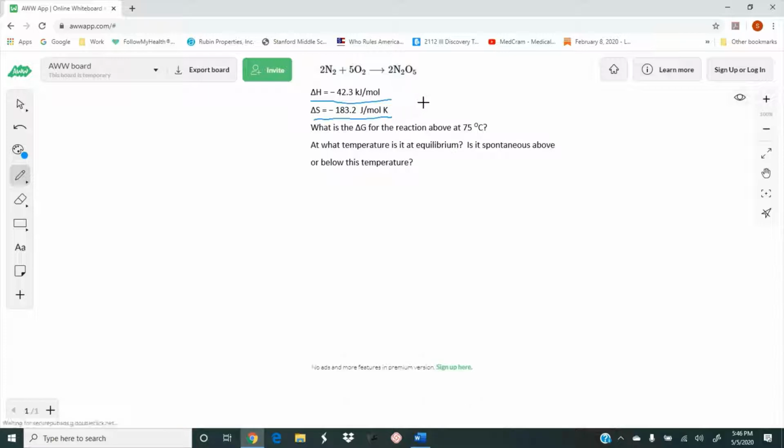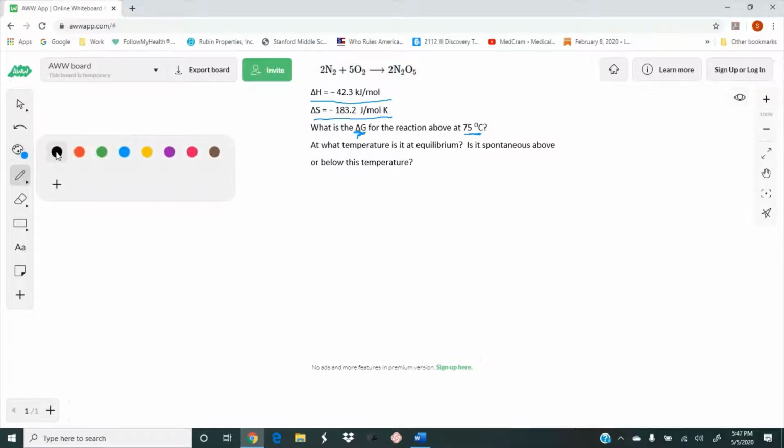There are ways of calculating using entropies of formation, product minus reactants, stuff like that, and it looks like you'll be given them in this chapter. So the question is, what is the delta G? What is the delta G for the reaction above at 75 degrees Celsius? There's a temperature right there. So let's figure that one out first.